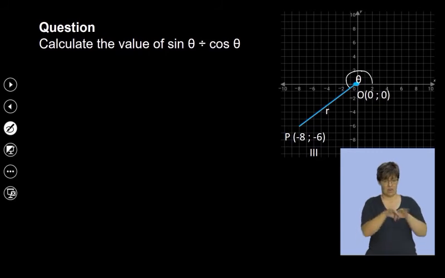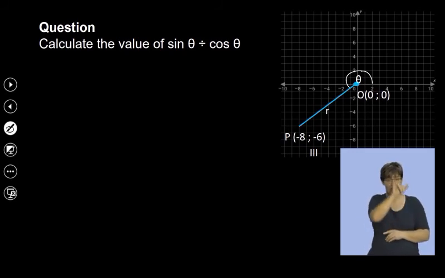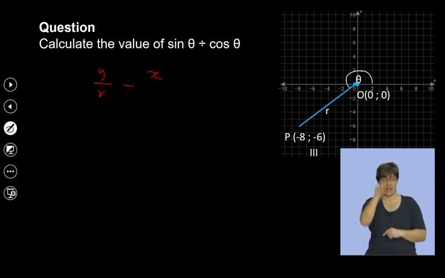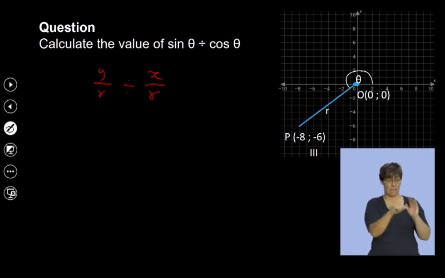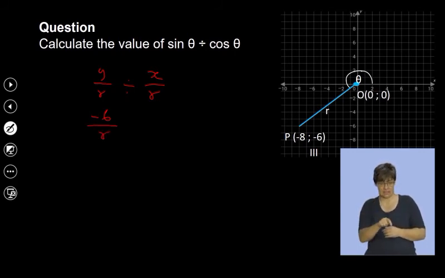And then if you want to find the value of sine theta divided by cos theta, remember, sine theta is going to be y over r, and I'm dividing this by x over r. So my y is -6 over, I don't know what the r is yet, divided by my x, which is -8 over r, which I don't know as yet.